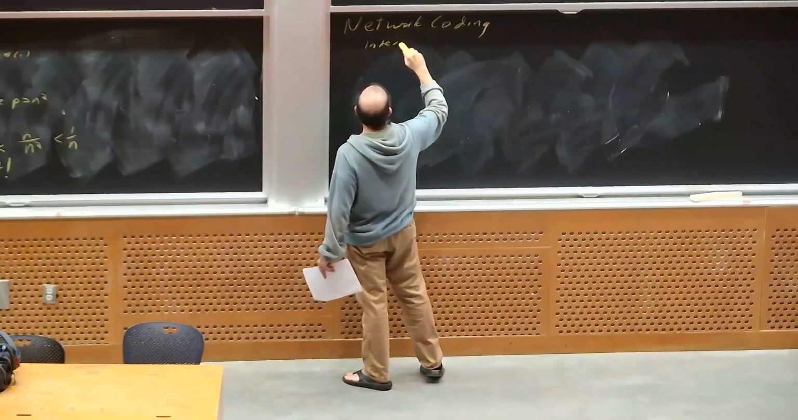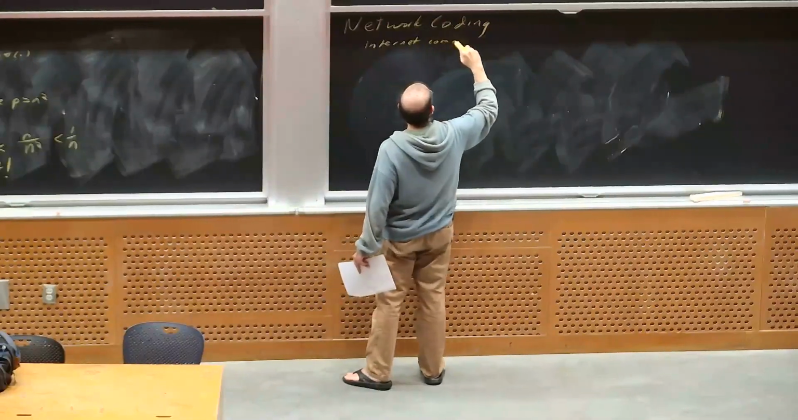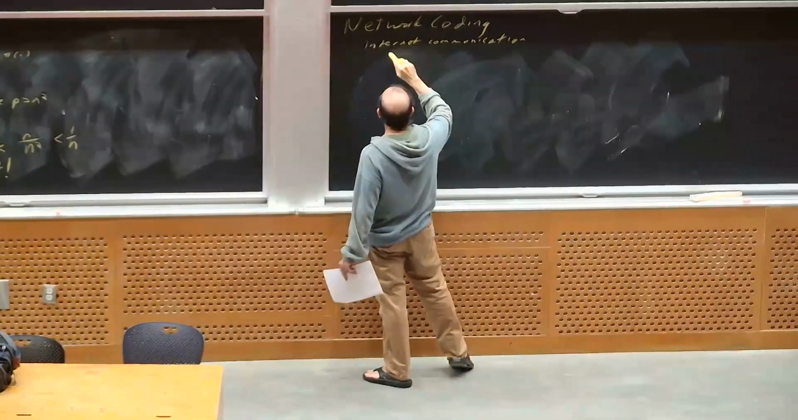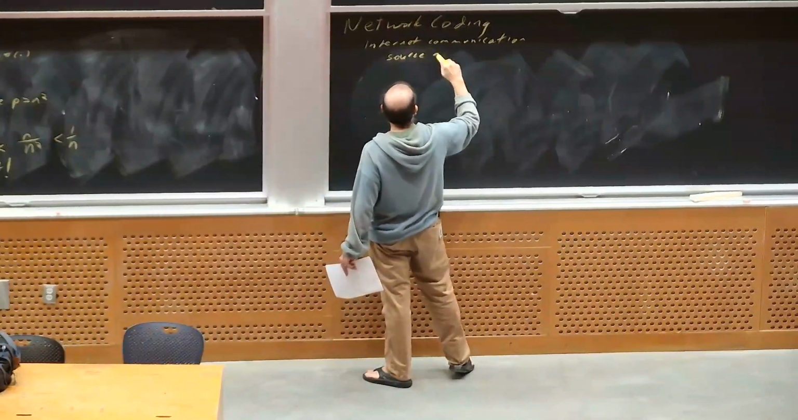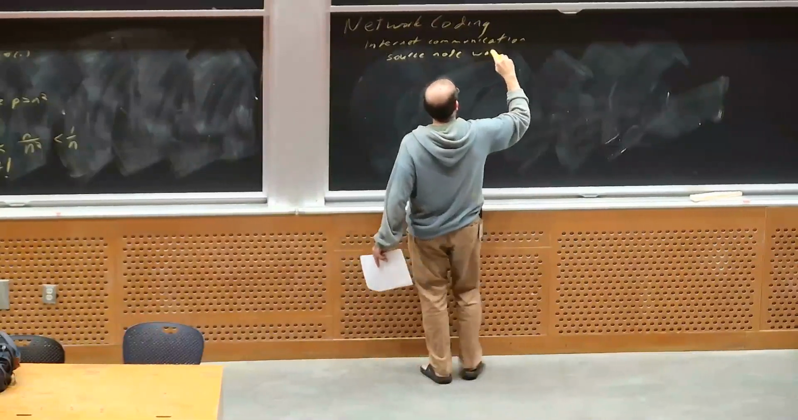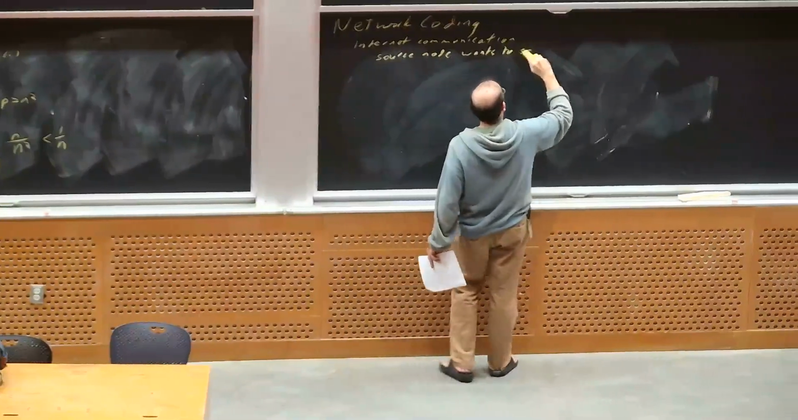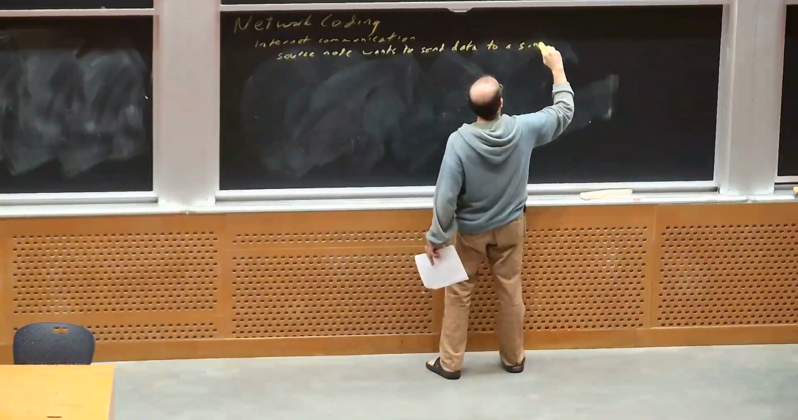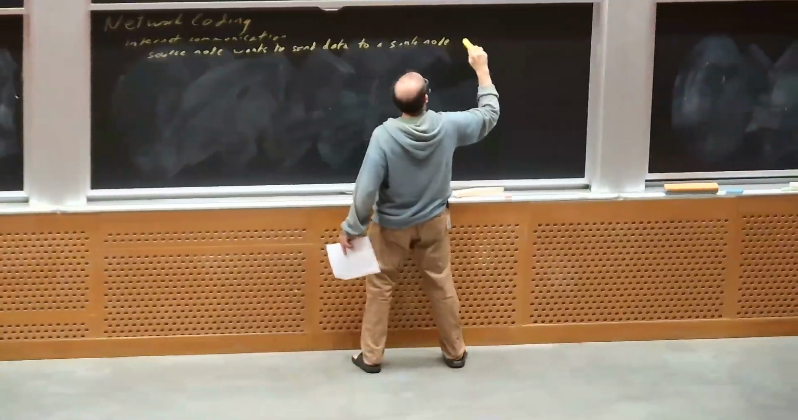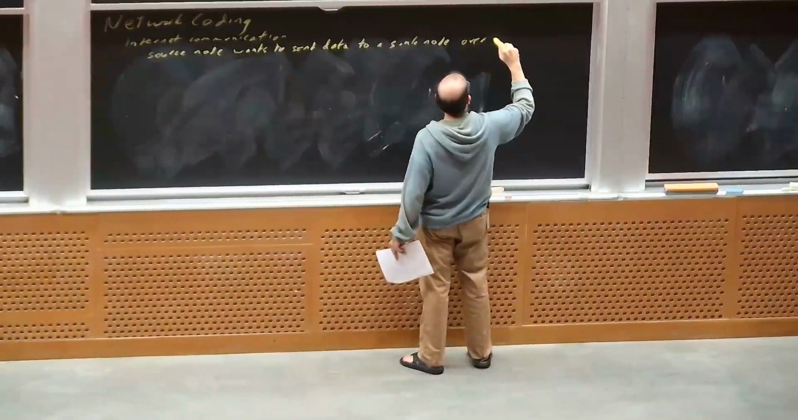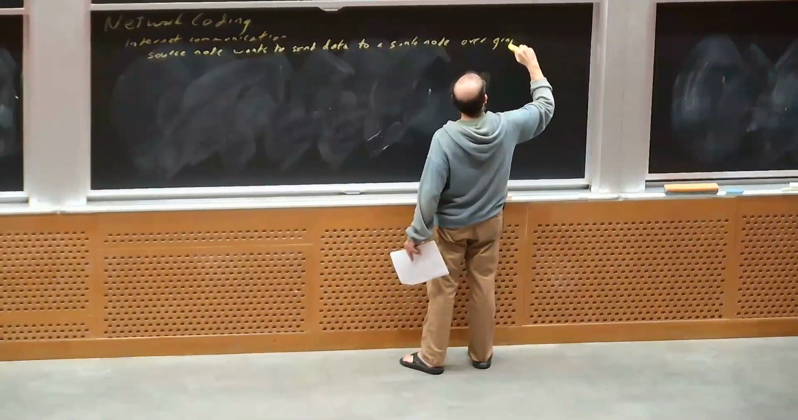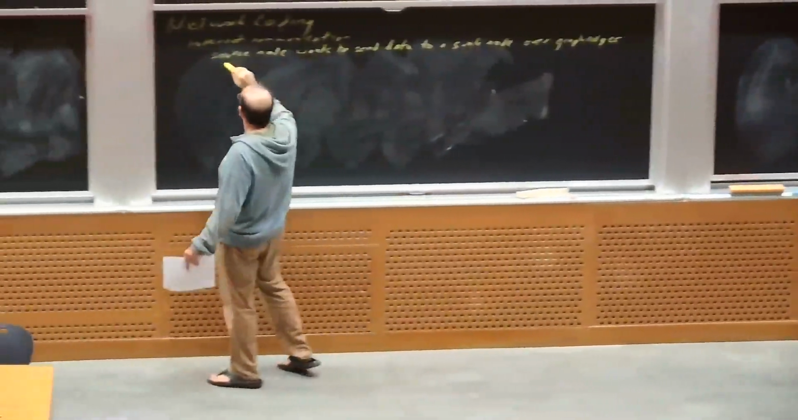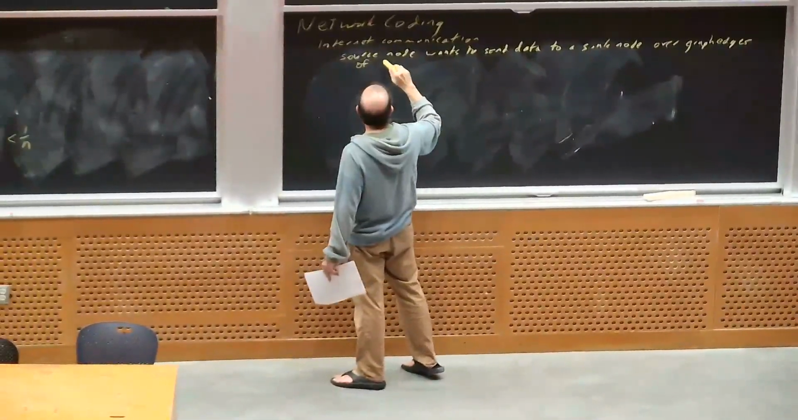If you want to support internet communication, a natural way to think about it is that I've got a source node that wants to send data to a sink node over graph edges of some fixed capacity.